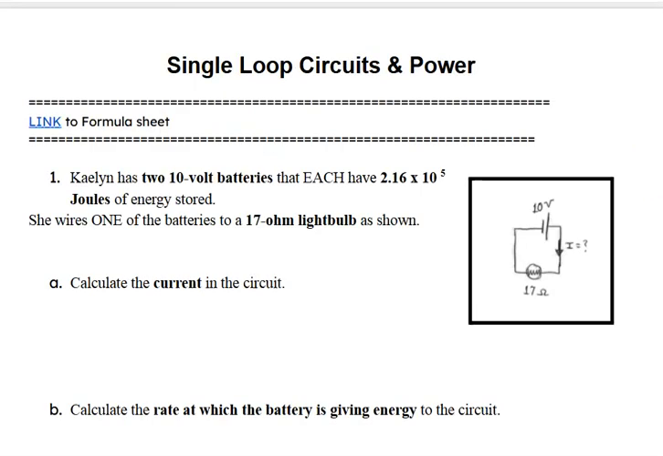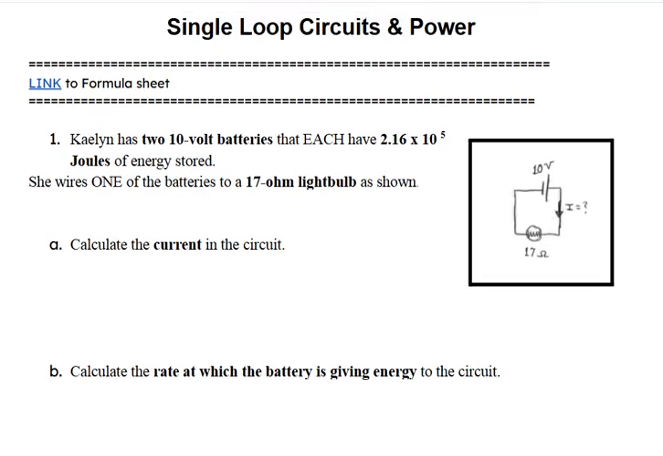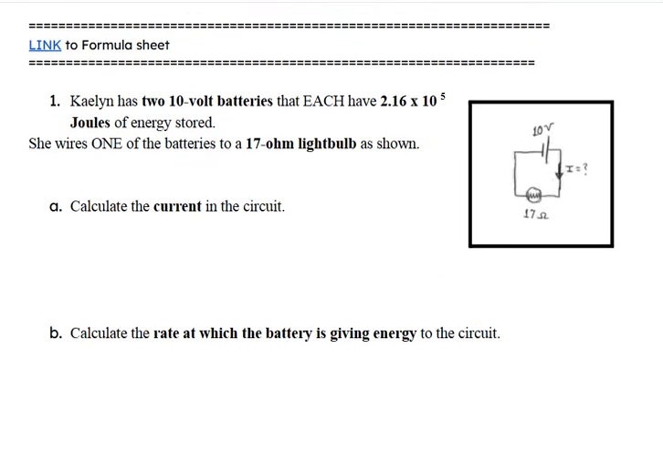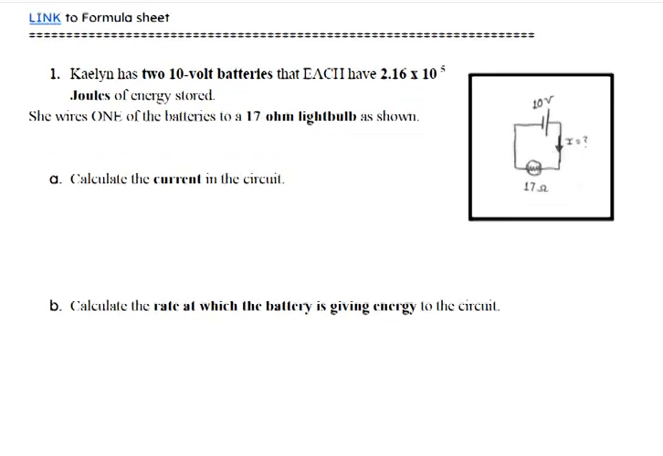All right, people, these are the answers to single loop circuits and power. Power is like the wattage, the brightness of the light bulbs. It's joules per second. It is how quickly energy is being used up. So like if you crank up the volume in your stereo, you're giving it more watts, more power.